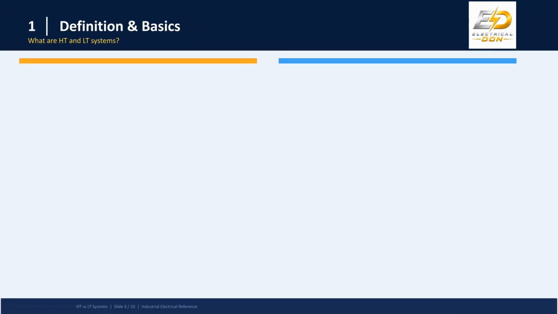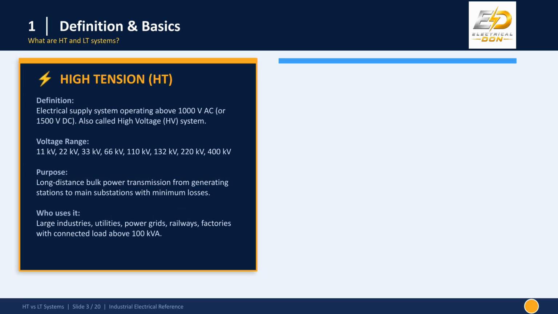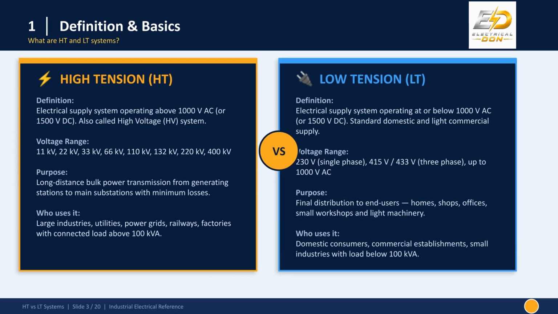High tension, or HT, systems operate above 1000 volts AC, often called high voltage, or HV. They are used for long-distance bulk power transmission and are utilized by large industries and utilities. Low tension, or LT, systems operate at or below 1000 volts AC, serving standard domestic and light commercial needs.